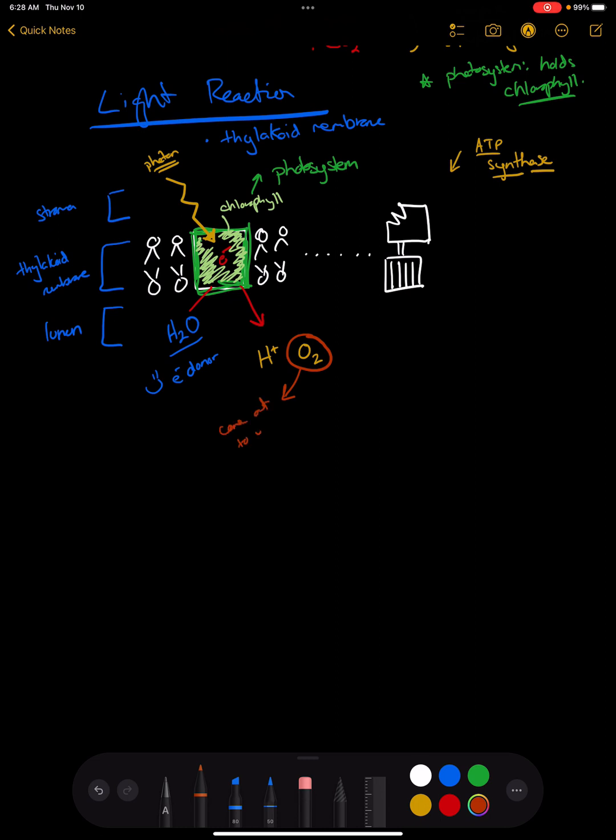Come out to us, right? This is what enters the atmosphere. So every time you breathe in oxygen, from the day you're born till the day you die, that oxygen was made because water was broken up by sunlight, okay? And so now you understand, this thylakoid membrane acts a lot like an electron transport chain. It's very similar to the ETC.